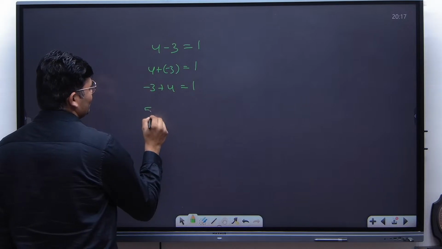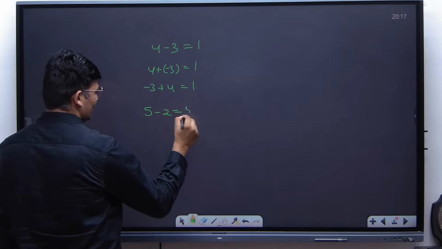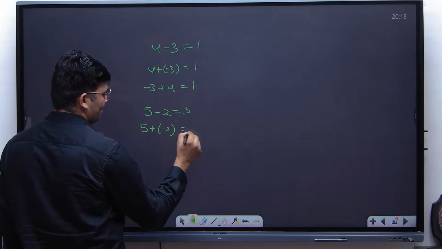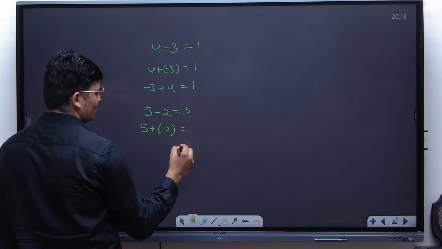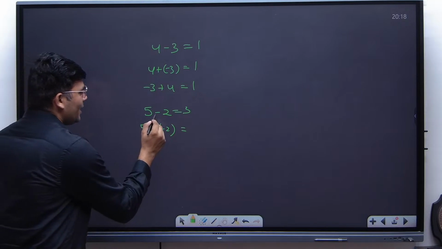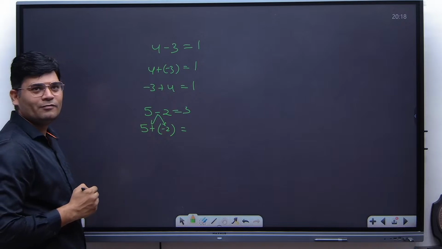Tell me, what is 5 minus 2? 3. What is 5 plus minus 2? Subtraction is nothing but addition of additive inverse.